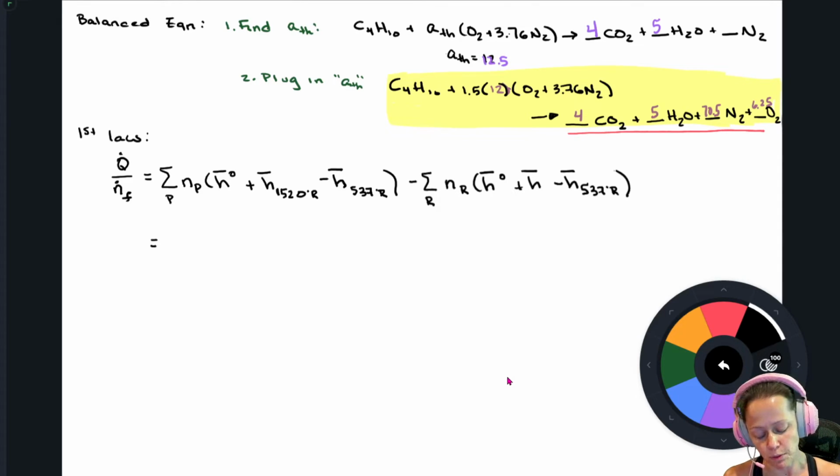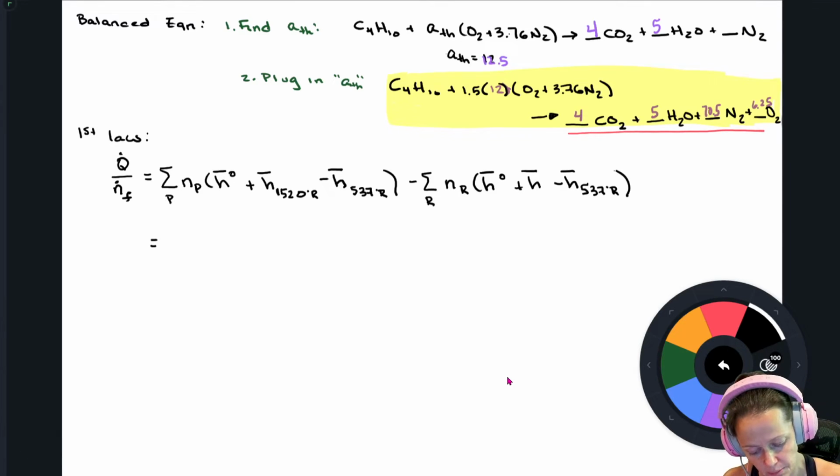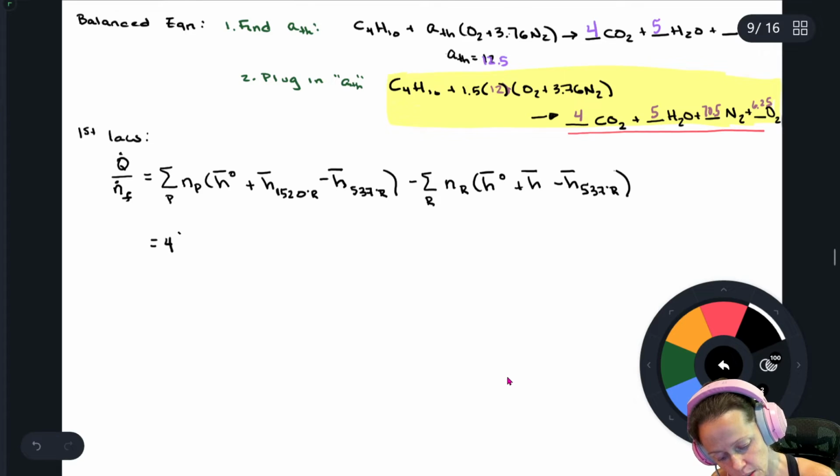All right. So the number of moles of product, and it's number of moles of product per mole of fuel, per one mole of fuel there. So the first one is going to be, I have 4, I'll put it as kilomoles of CO2 per kilomole of C4H10, right?